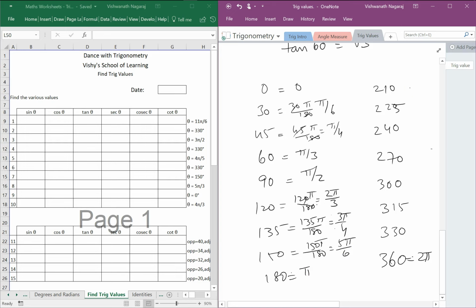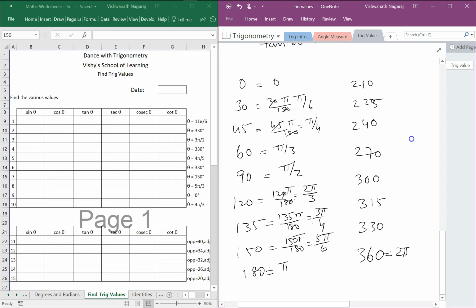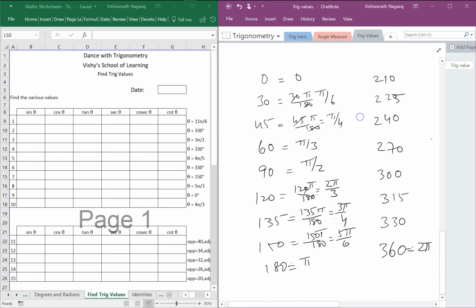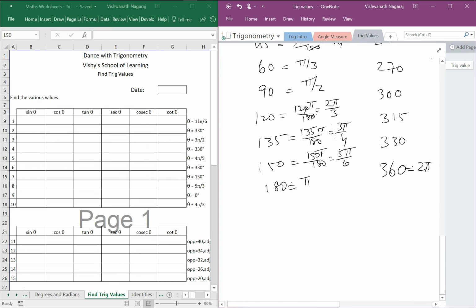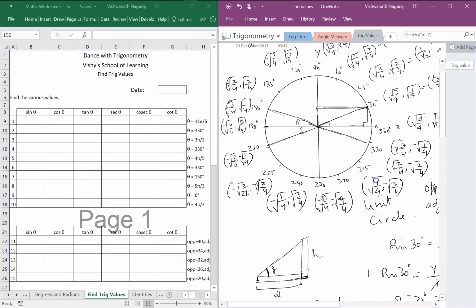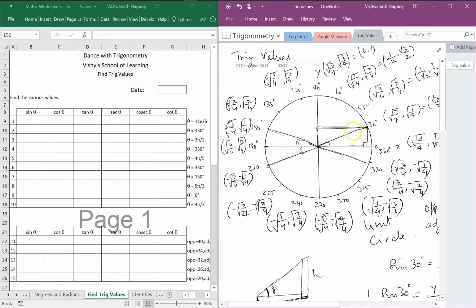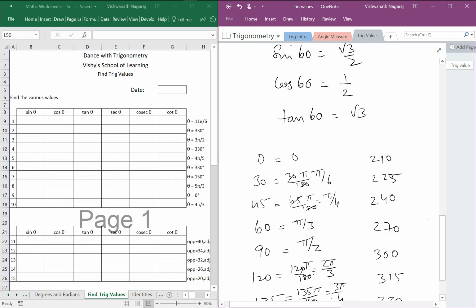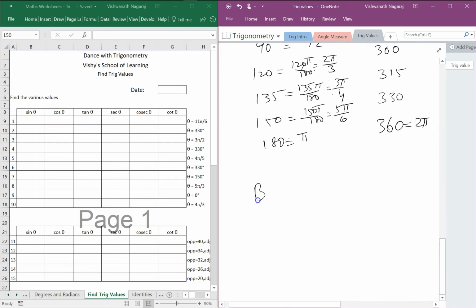Like that, you can keep calculating it. Okay, so this is very, very important. You need to know this at least for the acute angles, that is from 0 to 90. Okay, bye for now.